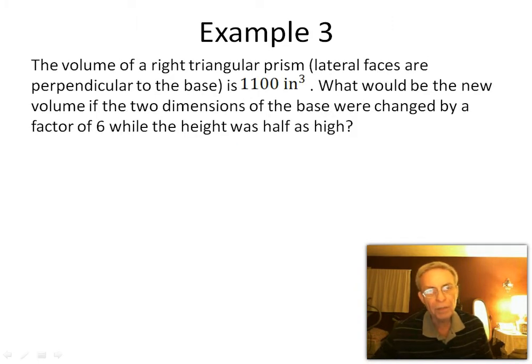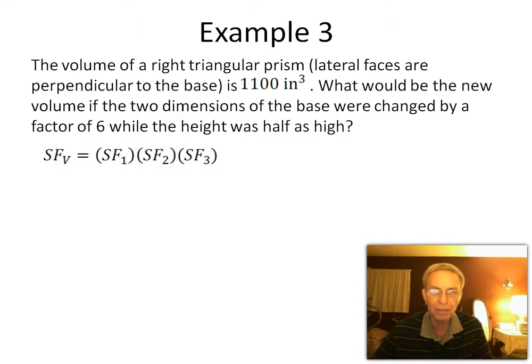Example 3. The volume of a right triangular prism, in other words, the lateral faces are all perpendicular to the base, is 1100 cubic inches. What would be the new volume if the two dimensions of the base were changed by a factor of 6 while the height was half as high? Once again we find our scale factor. Scale factor 1 is 6, scale factor 2 is 6, and scale factor 3 is 1/2. We multiply these together, and that gives us 18.